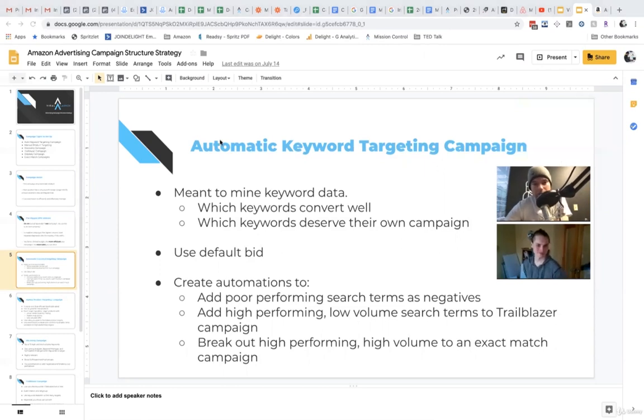So I skipped over this part. We always set up an auto campaign, or if you already have an auto campaign running. The auto campaign, one, you're going to get the cheapest cost per click, so it's usually going to be the most efficient traffic. Amazon just favors the auto campaign. It's going to be a really good way of getting data on what converts and what keywords you need to have in your own campaign.